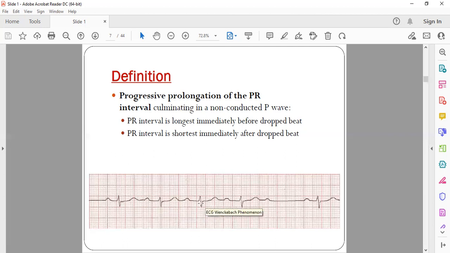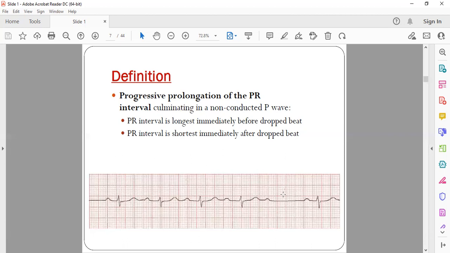Followed by prolongation, what happens is that later on the AV node gets fatigued. So there is a defect in the AV node, so it allows the current to pass up to some extent, and it gets slowed. So with each beat it keeps getting fatigued, and after a time it completely stops conducting, and that's where you get a skip beat or a drop beat.